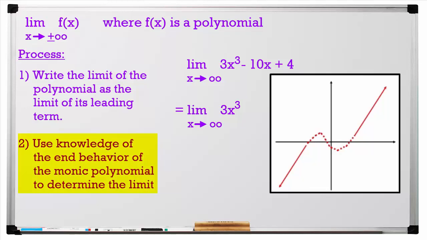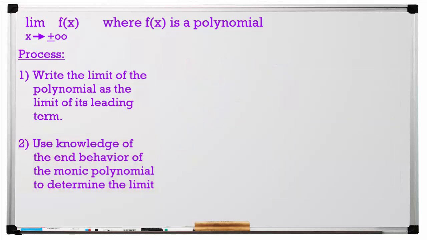This polynomial has odd degree and a positive leading coefficient, and so the graph starts in the third quadrant and ends in the first quadrant. So as x goes to infinity, the graph goes up to positive infinity. Let's look at another example.